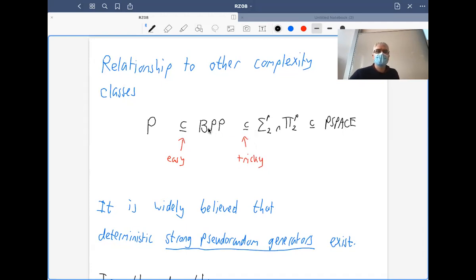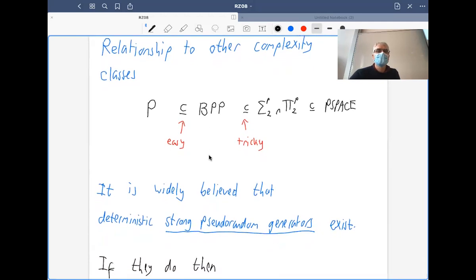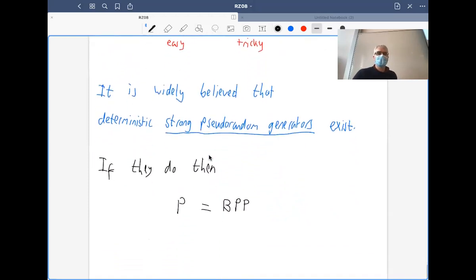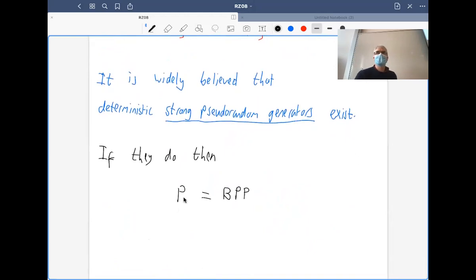It's much easier to see that BPP is contained in PSPACE. I might put that in the exercise class as well. But anyway, it's good to know it's contained in this intersection in the polynomial hierarchy. It's not known if BPP is contained in NP or co-NP, so the relationship between BPP and NP and co-NP is not known. But people aren't too concerned about that, because people widely believe that BPP is equal to P.